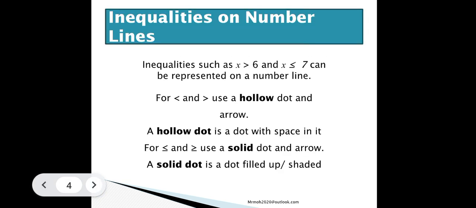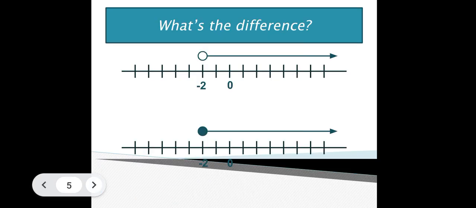So, inequalities on a number line. Inequalities such as x is greater than 6 and x is less than or equal to 7 can be represented on a number line. For less than and greater than, we use a hollow dot. For less than or equal to and greater than or equal to, we use a solid dot and an arrow. Let's look at a typical diagram that illustrates it.